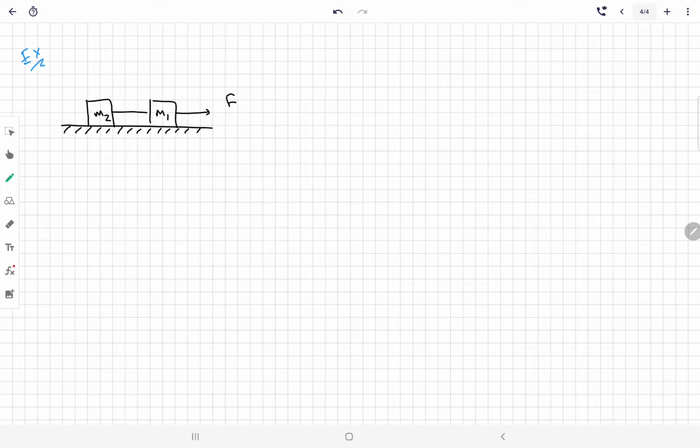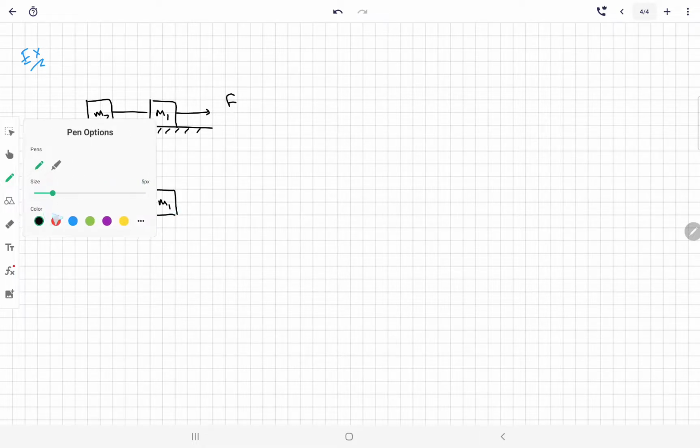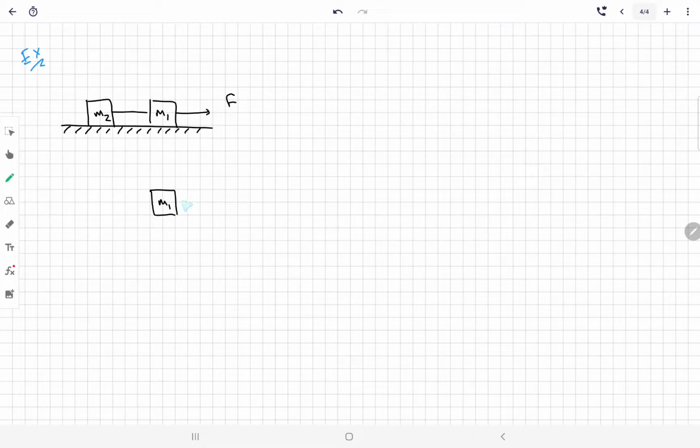So here we have two objects, so it means we should apply Newton's second law for both objects separately, and we have to draw a free body diagram for each object. Now let me start with object number 1. This is the first object, M1. Free body diagram. How many forces are acting on this object?